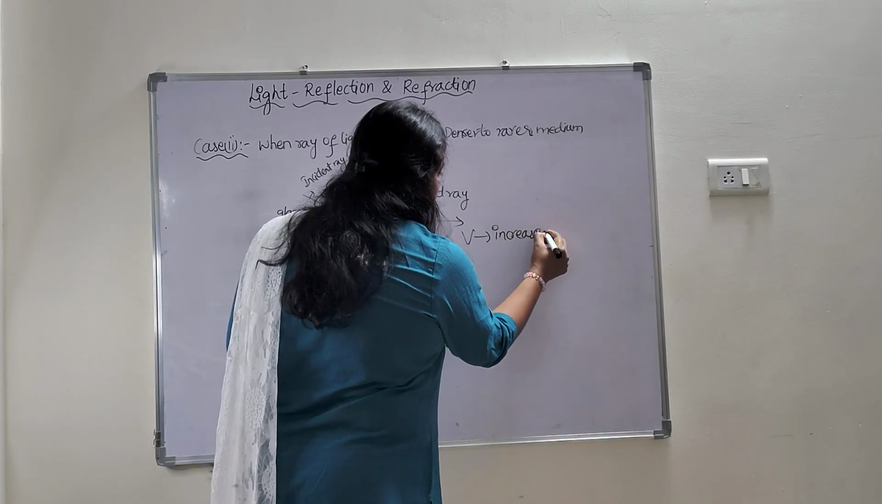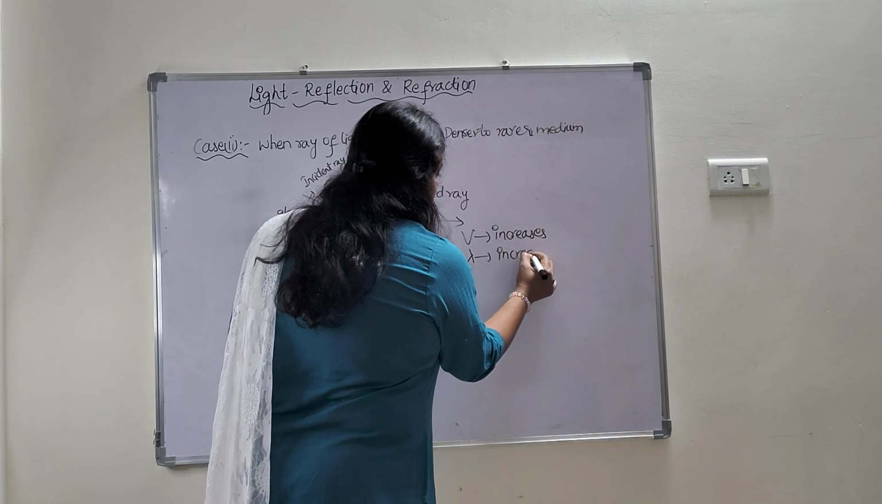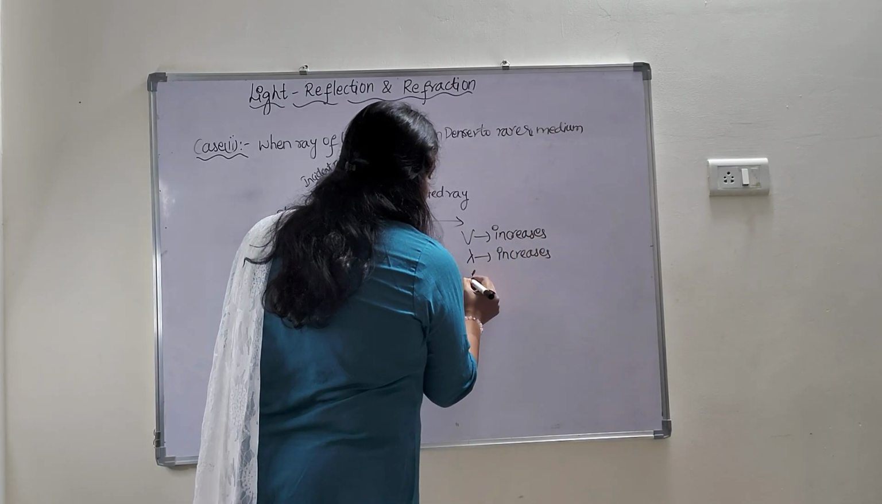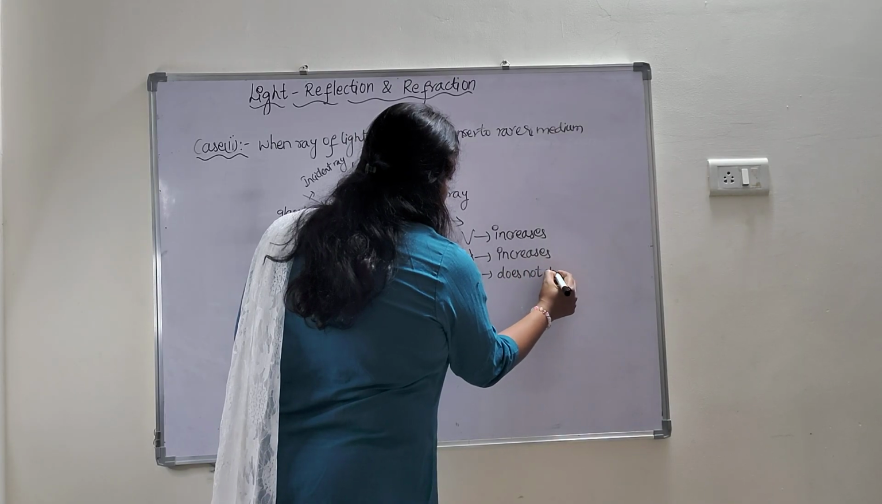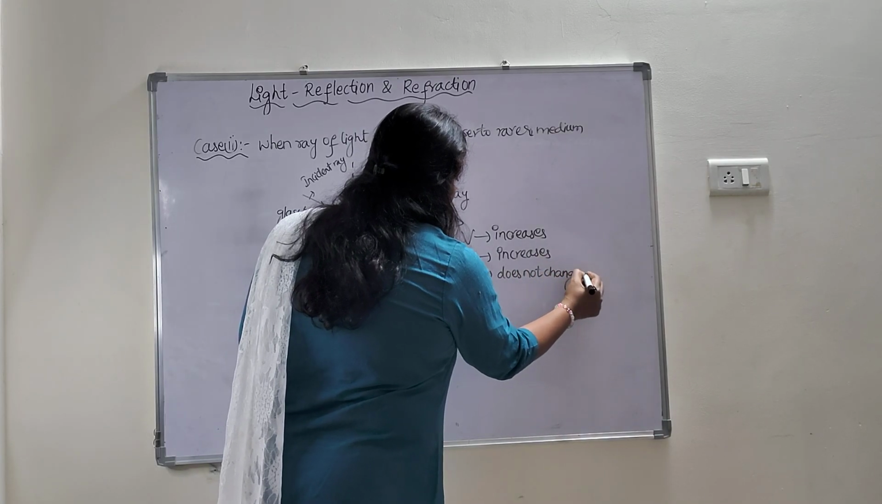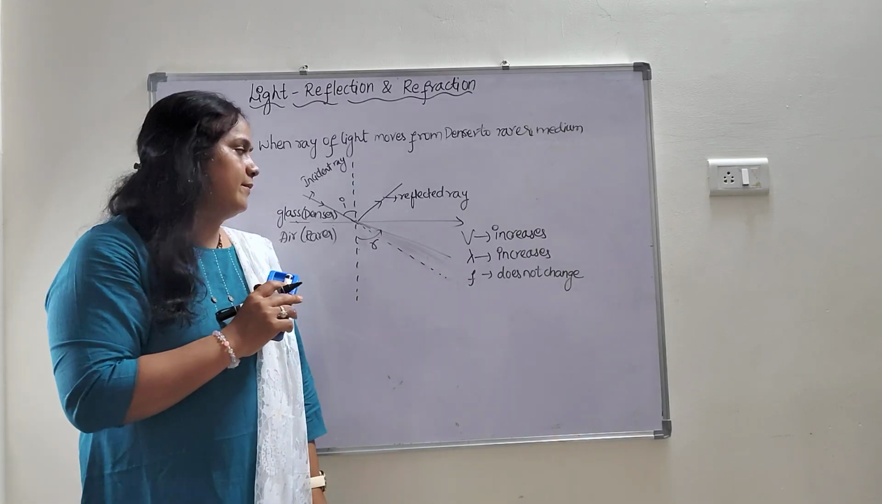If the speed of light increases, the wavelength also increases. But there is no change in frequency. Frequency does not change, as it depends on the source of light.